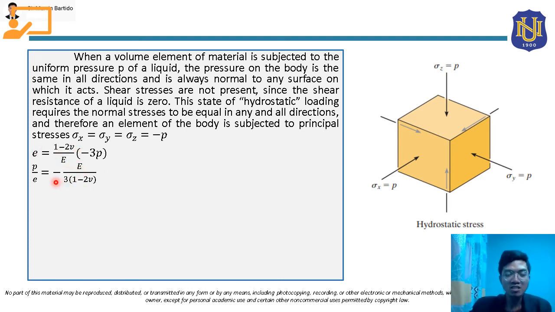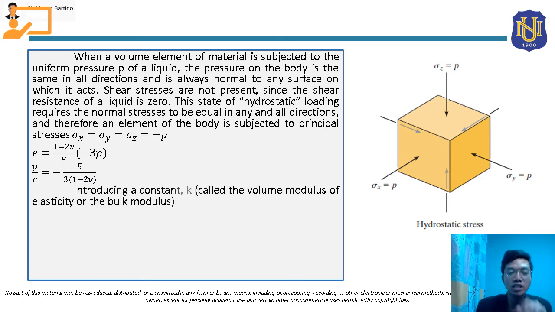Okay, so with this formula, P over E is equal to negative E over 3 times 1 minus 2v, we can actually introduce another material constant here, and that constant is K. This is called the volume modulus of elasticity, or the bulk modulus. Again, K here is the bulk modulus.